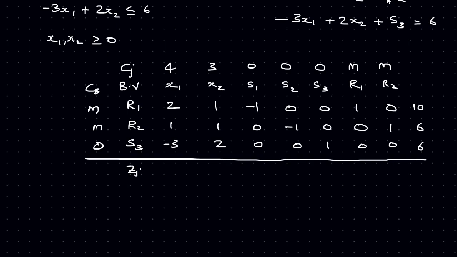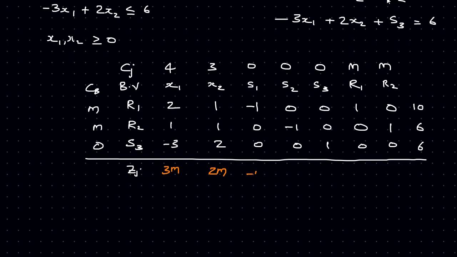Okay, so I can calculate zj now. So zj will be calculated in the exact same manner as in the simplex method. So here what we do is m into 2 plus m into 1 plus 0 into minus 3. Okay, so that will be 2m plus m, 3m, and here it will be m into 1 plus m into 1 plus 0 into 2. Okay, so that's m plus m, 2m.